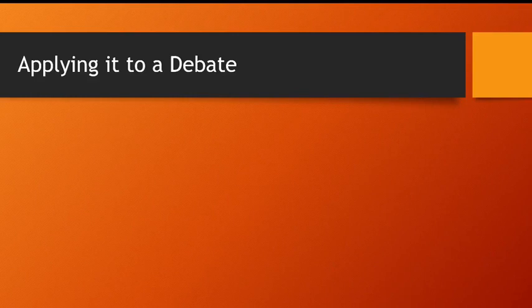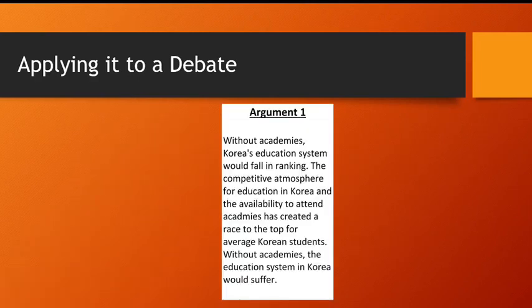Now, here is a sample argument for us to use to show how to apply refutations and rebuttals in a debate. Without academies, Korea's education system would fall in ranking. The competitive atmosphere for education in Korea and the availability to attend academies has created a race to the top for average Korean students. Without academies, the education system in Korea would suffer.